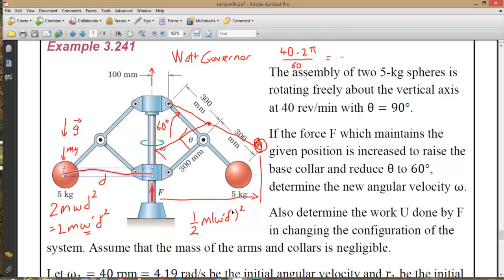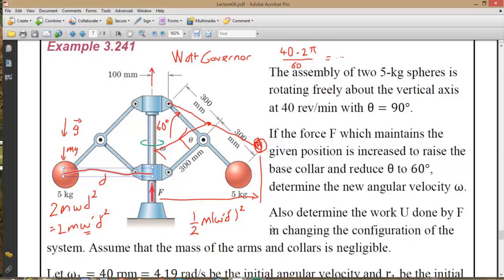So the difference between the kinetic energy from the first instant to the second instant, and the gain of the potential energy, these all are a result of the work done by F, and that is asked in the question. Determine the work done by F in changing the configuration.